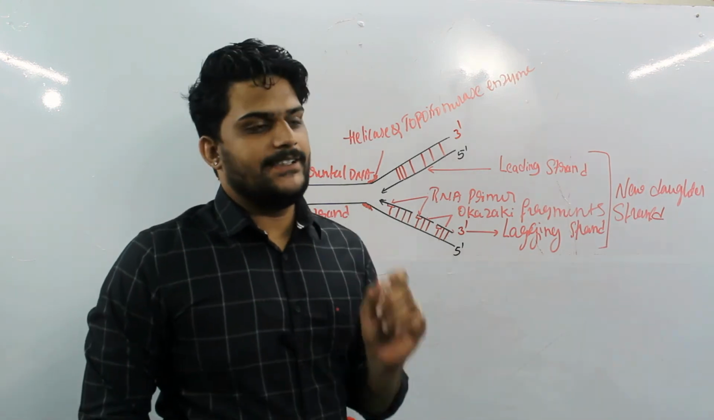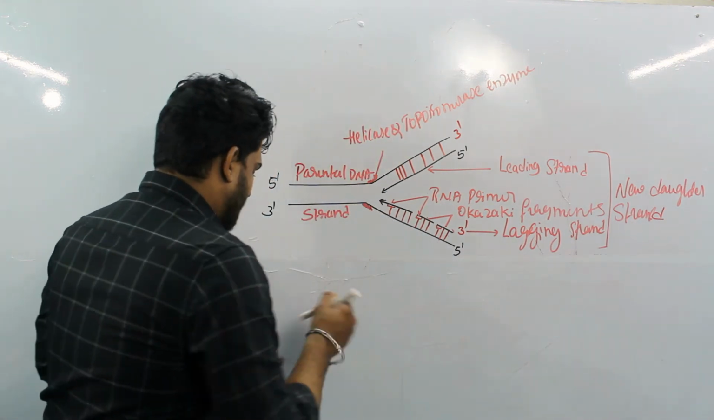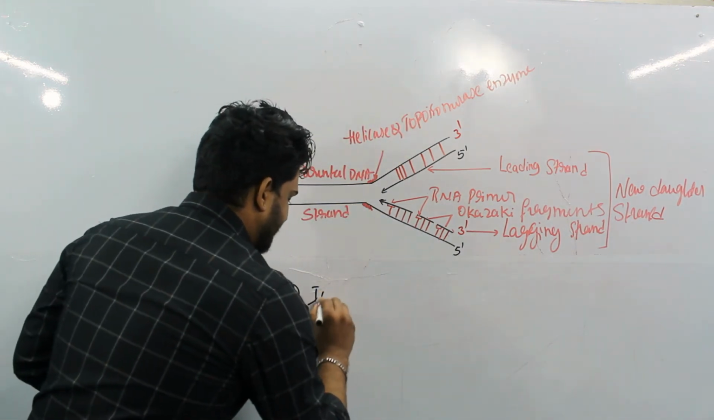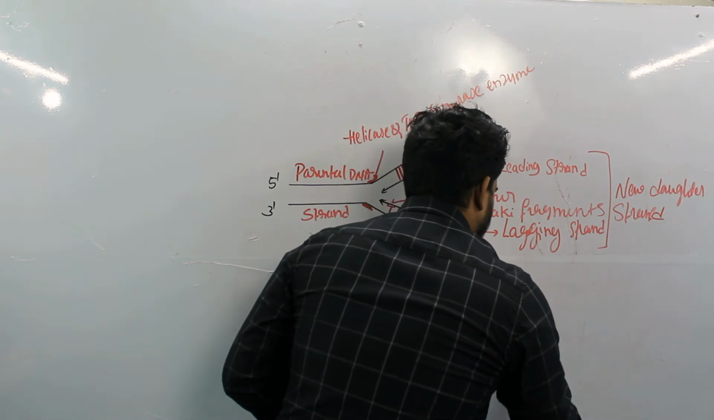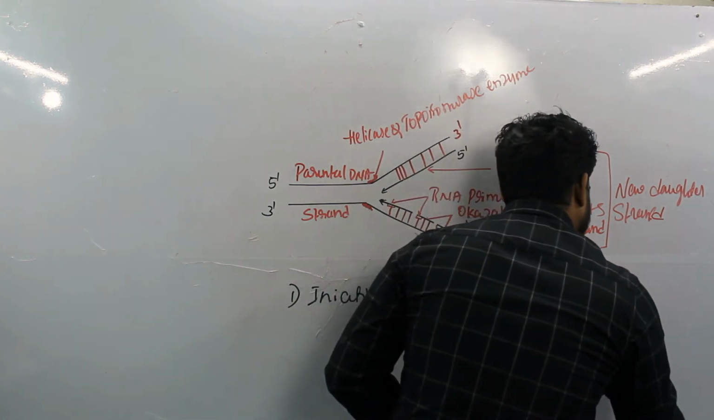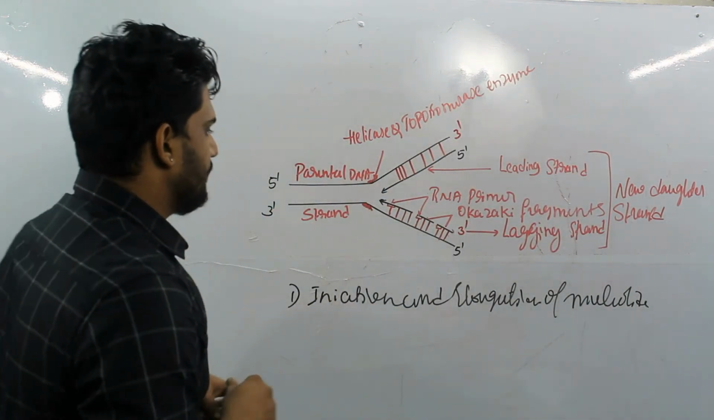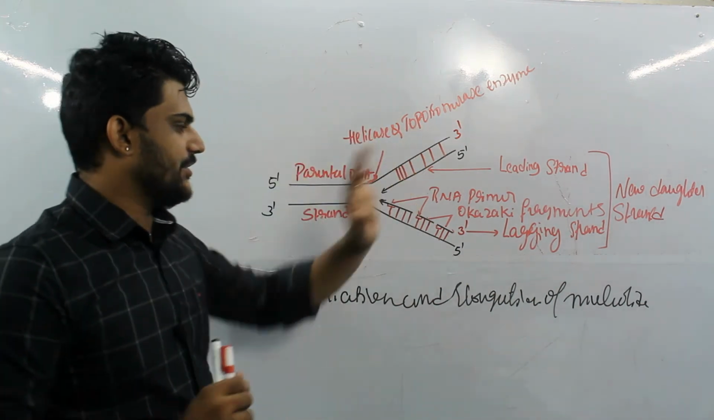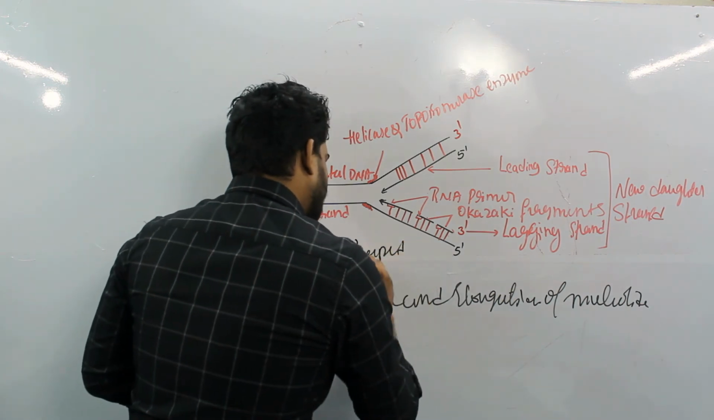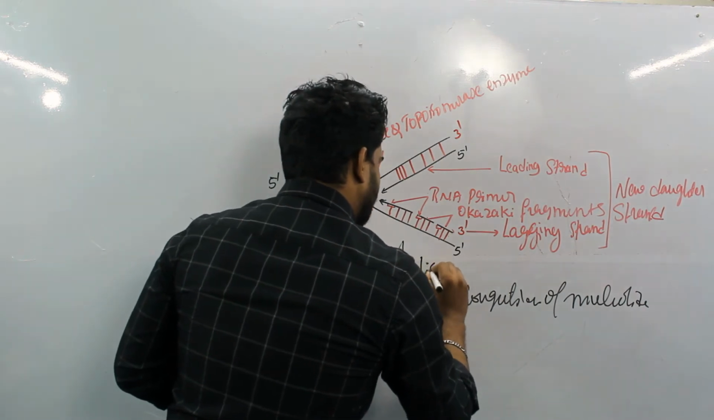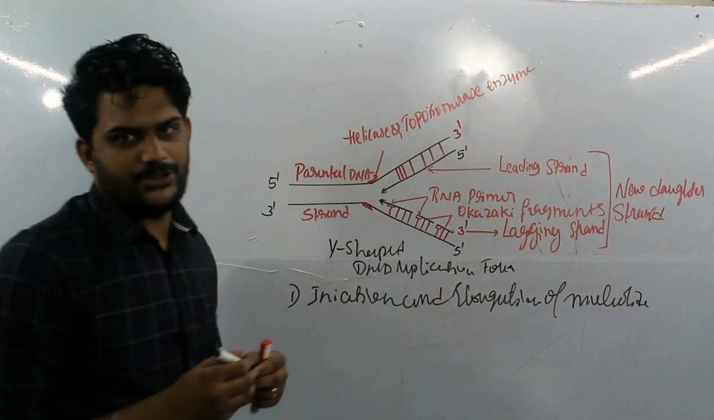The final stage of the mechanism of DNA replication is initiation and elongation of the nucleotide or polynucleotide strand, or DNA strand, whatever you can call it. Now it comes to the explanation of the Y-shaped DNA replication fork. I'll explain it here itself, because it is the easiest method to explain.